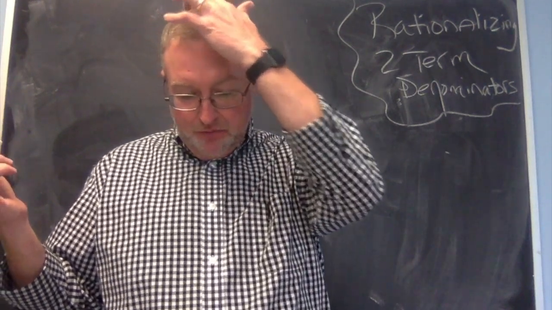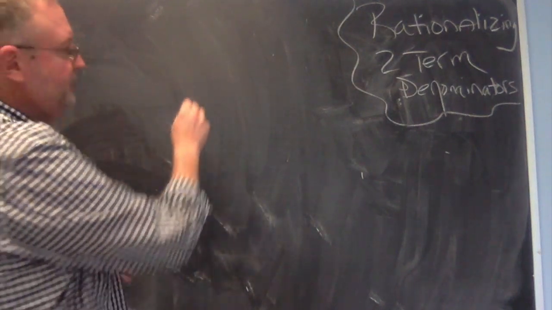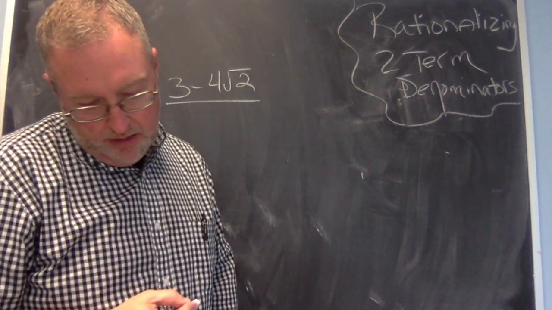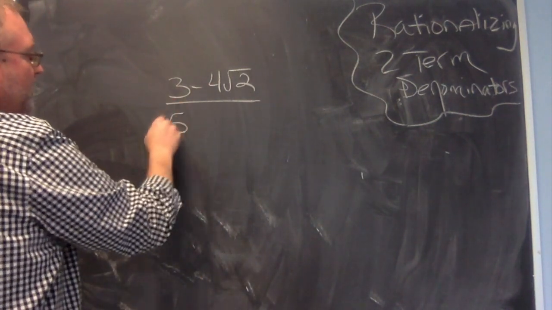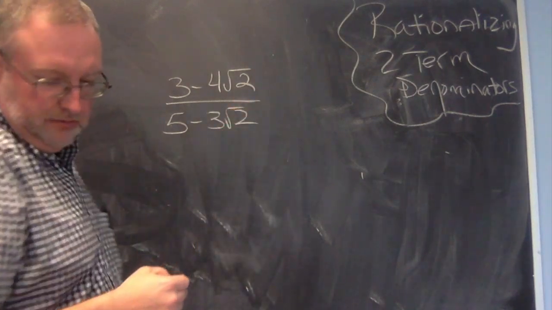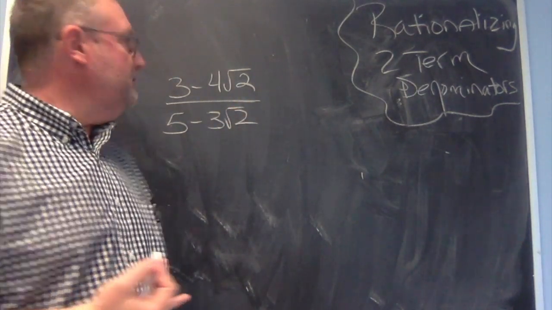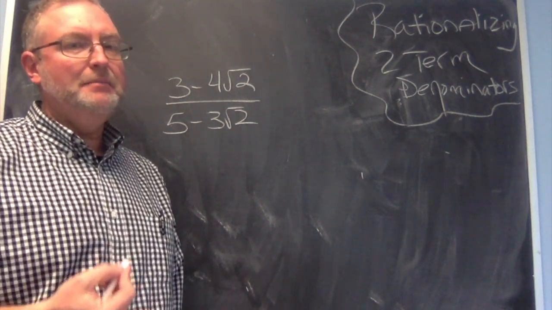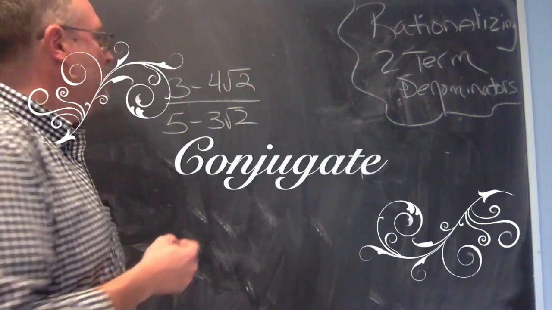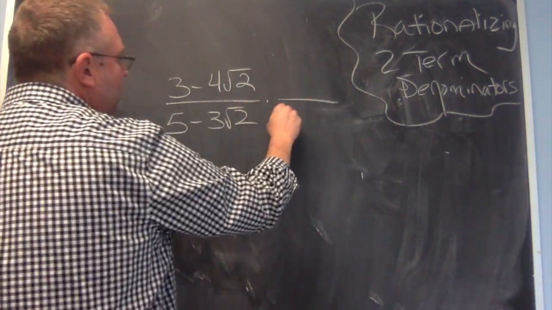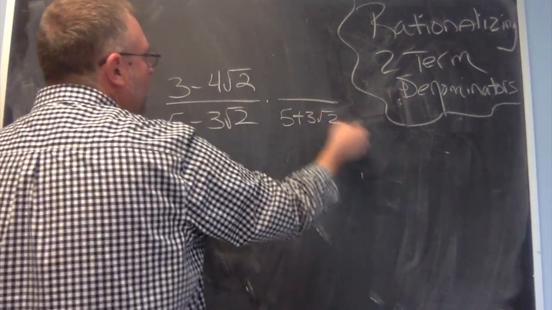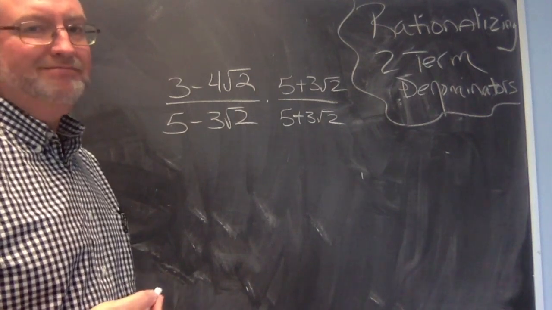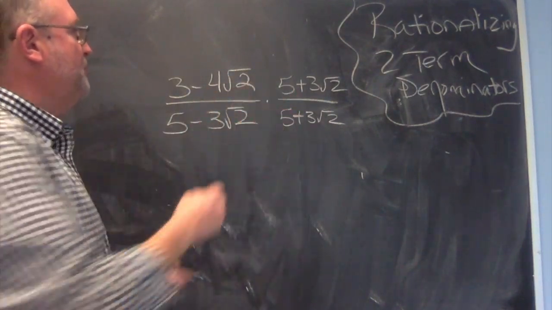12, we have 3 minus 4 square root of 2 over 5 minus 3 square root of 2. Got that right? Good. All right, so again, to solve the question, you're going to have to eliminate the radical in the denominator by multiplying it by its conjugate. So I'm going to multiply by 5 plus 3 square root of 2, which I'm going to have to put up here too. 5 plus 3 square root of 2. Good.